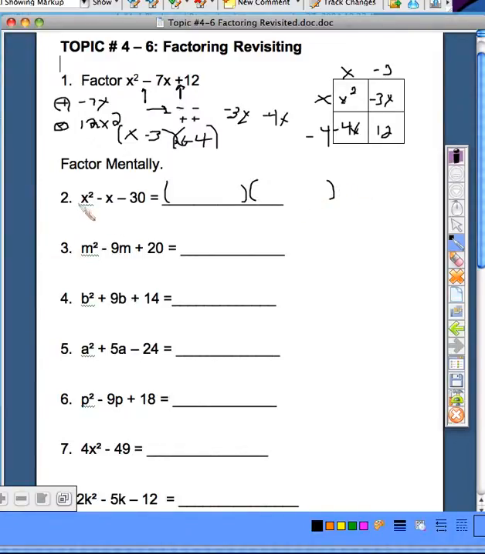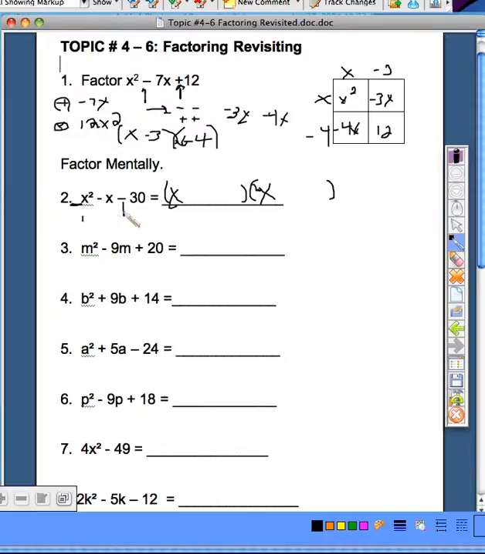When there's no number in front of the x squared, when it's just a 1, I recommend you try factoring mentally. Because let's see what we can know. We can know the first term is x in both of our sets of parentheses. That's the only way to get x squared. So we're going to put x.